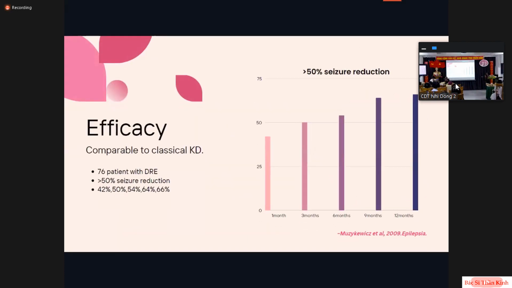This is a paper published in 2009 looking at the efficacy of LGIT. And there were 76 patients with drug-resistant epilepsy. And what they looked at was a 50% seizure reduction, which continued to rise exponentially as time progressed.